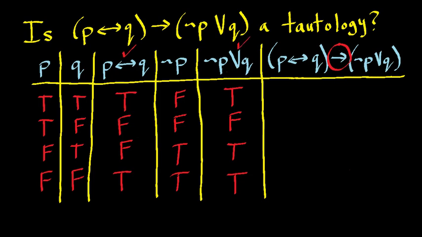So the first row says if true, then true, which is a true statement. The second row says if false, then false, which is also true. The third row says if false, then true, which is also true. And the last row says if true, then true, which is also true. So the given statement is definitely a tautology because the last column contains all true values.